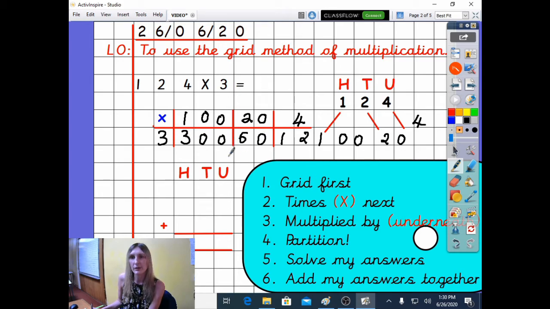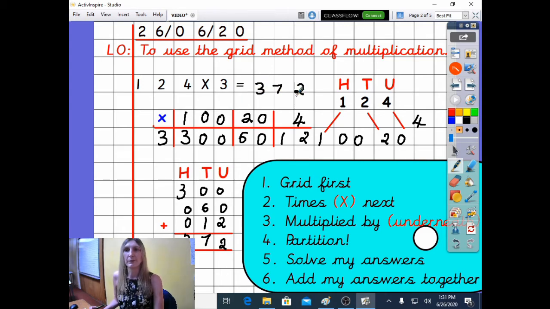Now we've got our three answers, so we put those into column method, add them together. So we've got 300, 60, 12. So 0 plus 0 plus 2 is 2, 0 plus 6 plus 1 is 7, and 3 plus nothing, 372. So the answer to 124 times 3 is 372. I hope that this has been useful.